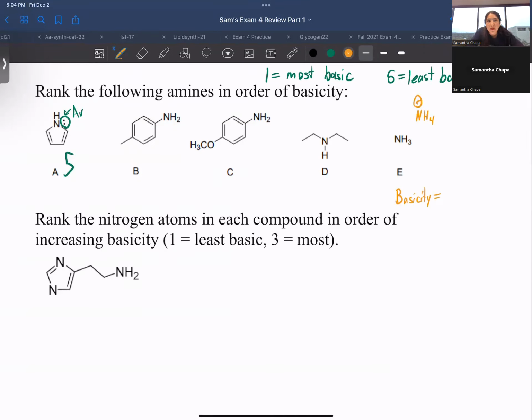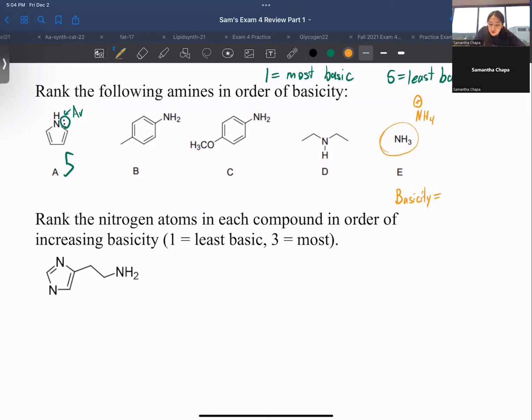And so we know that basicity is inversely related to acidity. So if my acid is strong, then my base is weak. If my base is strong, then my acid is weak. So I'm going to be comparing all of these by thinking of their conjugate acids.